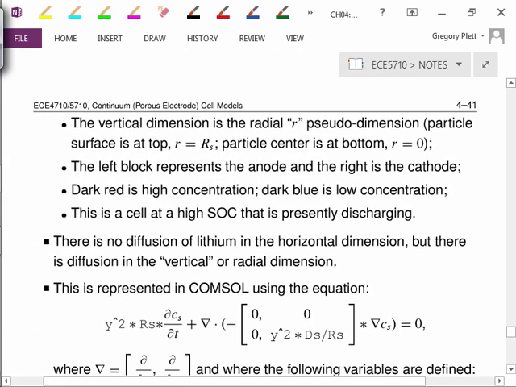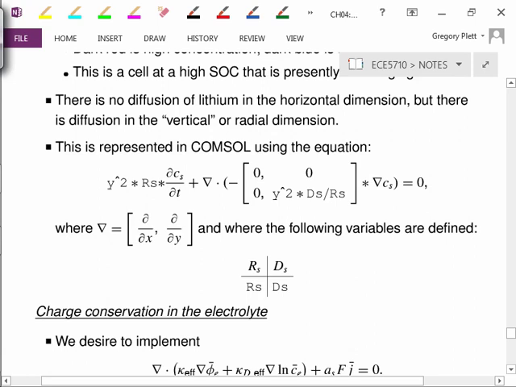I think we've said all of this. The vertical dimension is the radial dimension. R equals RS is at the top, and R equals 0 is at the bottom. The left block is negative electrode, right is positive, and we talked about the cell being discharging. To implement this in COMSOL, we've defined a 2D space for each electrode, and diffusion happens only in the so-called vertical direction and not in the horizontal direction, so we have to be careful how to implement our equations to enforce that to be true. It does happen in the radial, but not in the horizontal dimension.